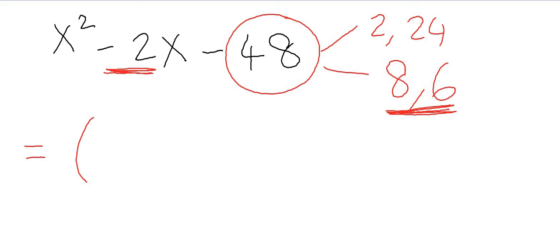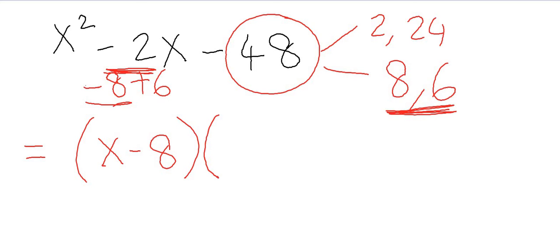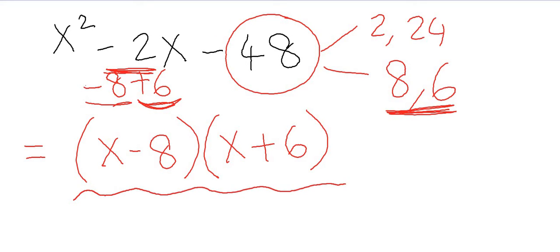So then the next step is you write the factors out. You have minus 2 is minus 8 plus 6. So your two factors then would be x minus 8 and the other one would be x plus 6. So you straight away go from your quadratic to the two factors.